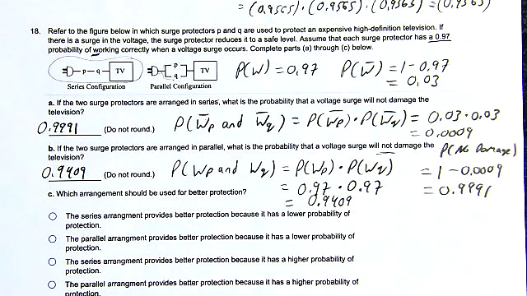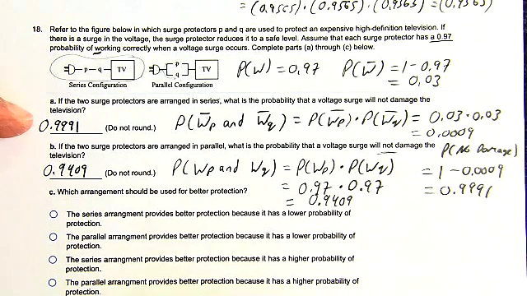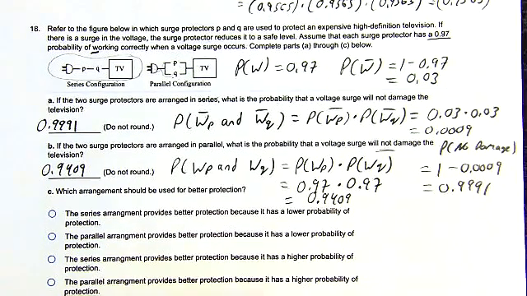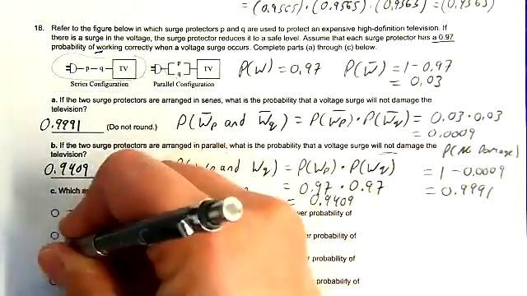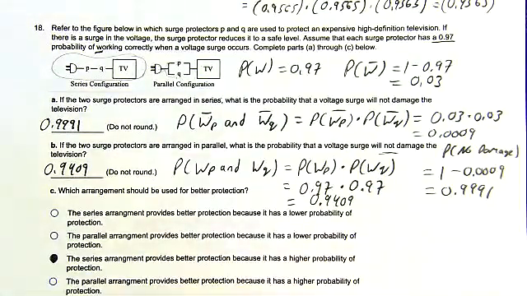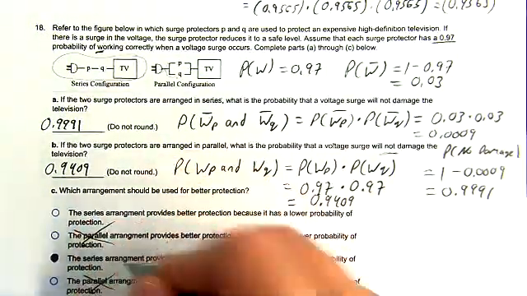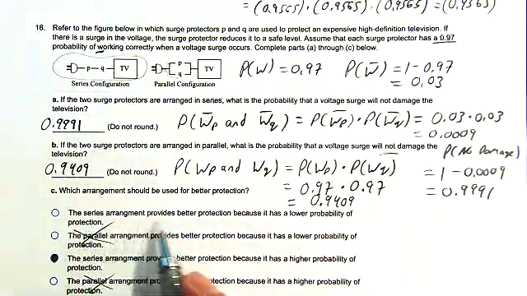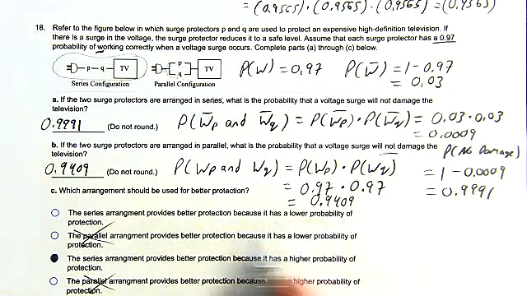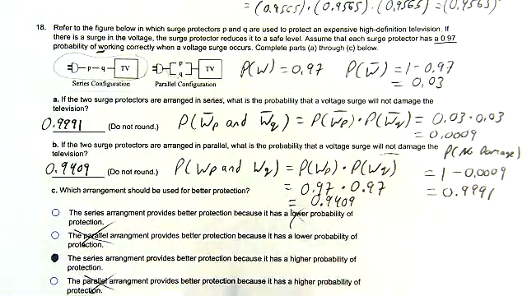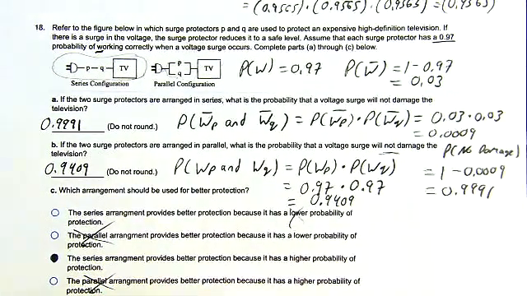Now it's pretty simple to see which arrangement you should use. Clearly the series one is better because that gives you 99.9% protection, where this one only gives you 94%. So the best answer is the third one, the series, so these two parallels are gone. The series arrangement provides better protection because it has a lower probability of protection. No, we want higher probability. So better protection, higher probability of protection.